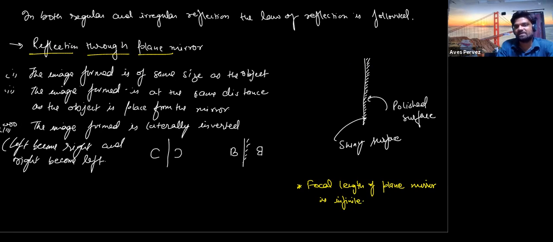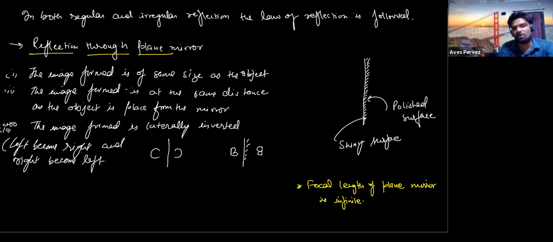What I'm saying is that whenever we look into a plane mirror, an object forms its image in the plane mirror. The image formed in the plane mirror is of the same size as the object. It means the image is not small, not diminished, not enlarged; it is of the same size as the object.